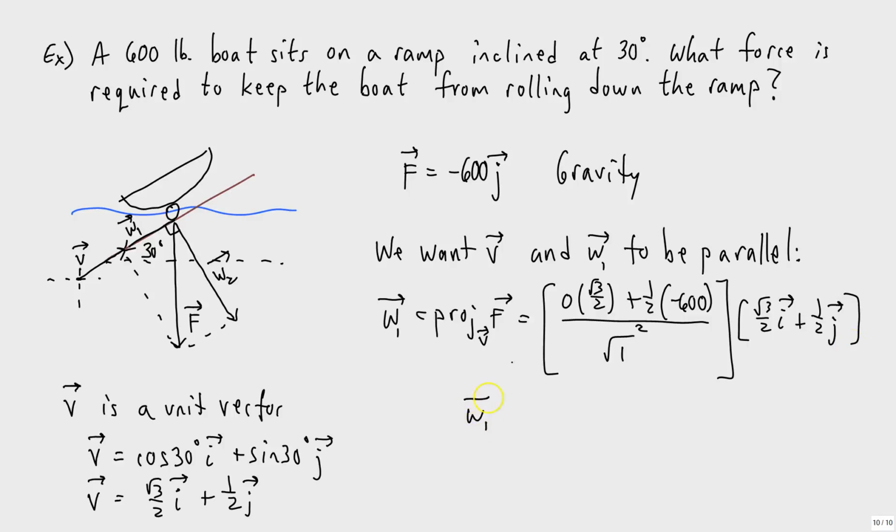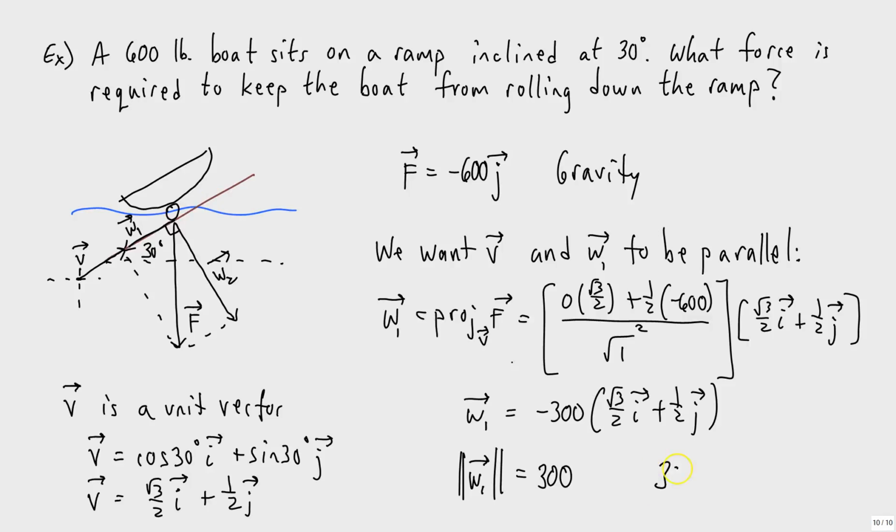So W1, which is the projection, is going to be negative 300 V, which is really the only part that we want, because the magnitude of that is 300. So what that's telling me is, if there's 300 pounds of force acting in this direction, then I need 300 pounds of force in the other direction to keep it from rolling down the ramp. So we need 300 pounds of force, because 600 was in pounds.